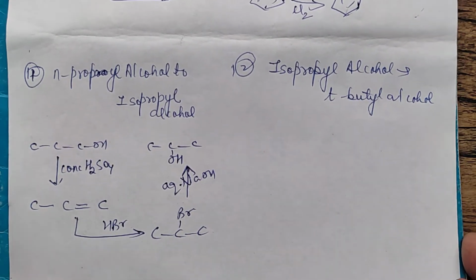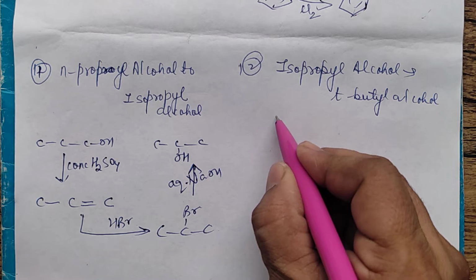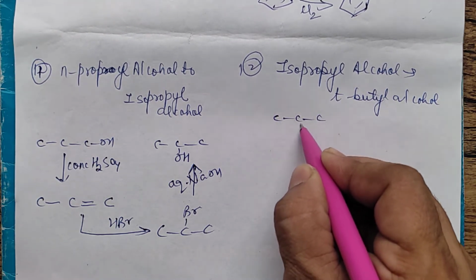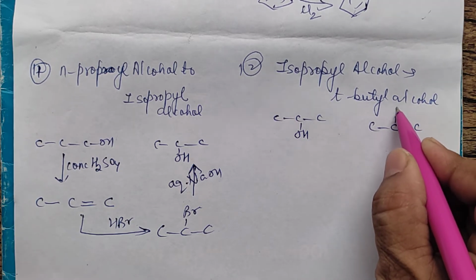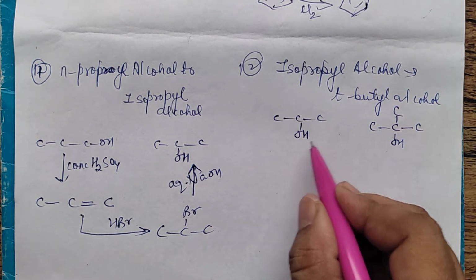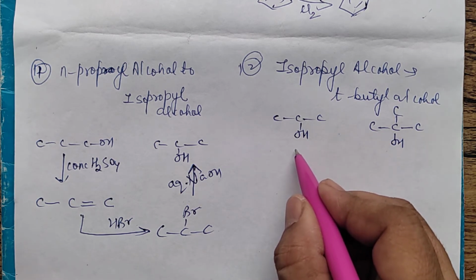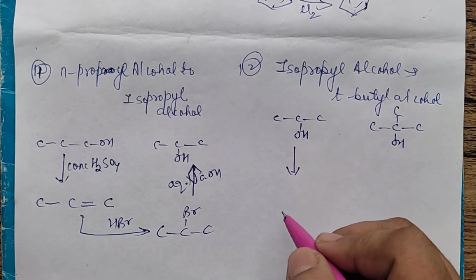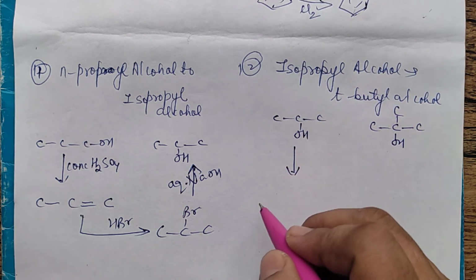Yes. So the last conversion in this video, isopropyl alcohol. Isopropyl is this. What you want to prepare is tertiary butyl alcohol. So we want to increase the carbon atom. Do not forget Grignard reagent. But for that, alcohol will not work. Only ketone or aldehyde will. So you oxidize it first.